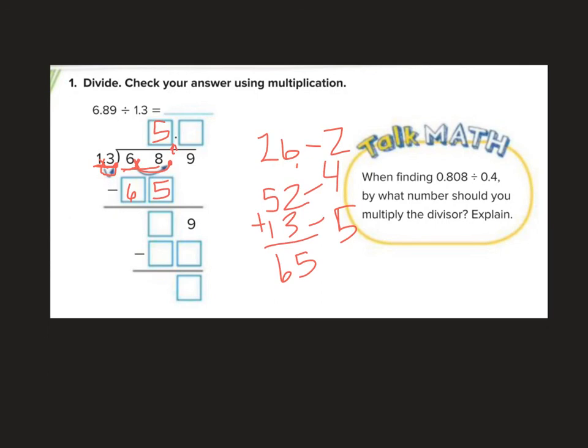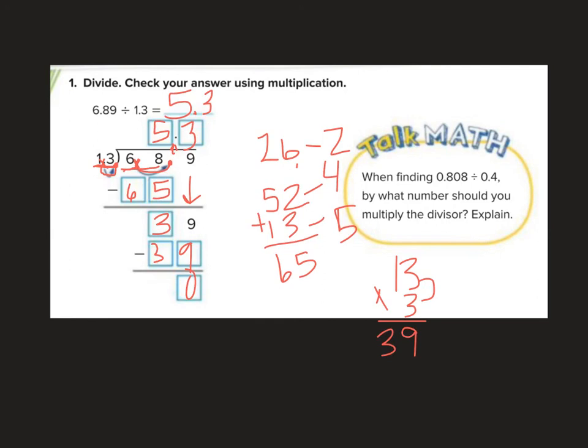Okay, so now I'm going to subtract. 68 minus 65 is 3. Bring down my 9. How many 13s go into 39? Well, that one goes right in 3 times, because 13 times 3 is 39. Okay, so my answer is 5 and 3/10.